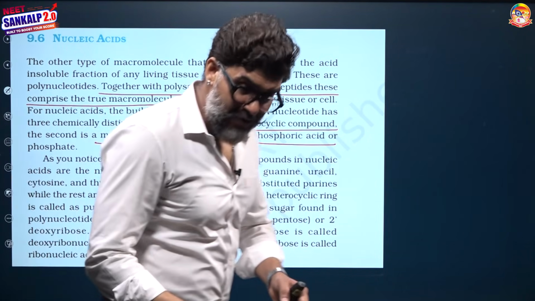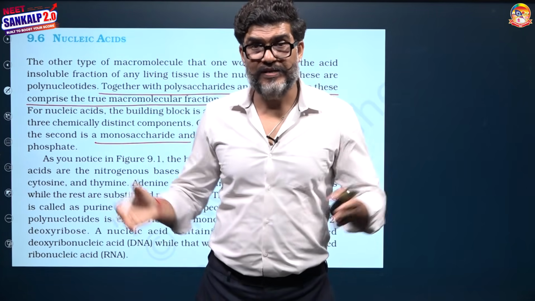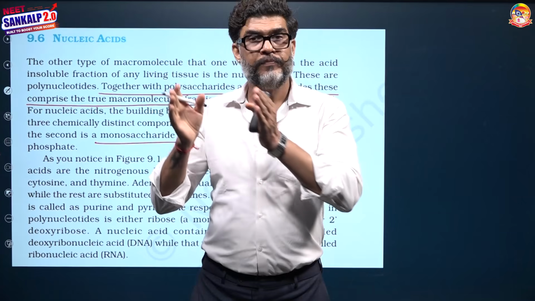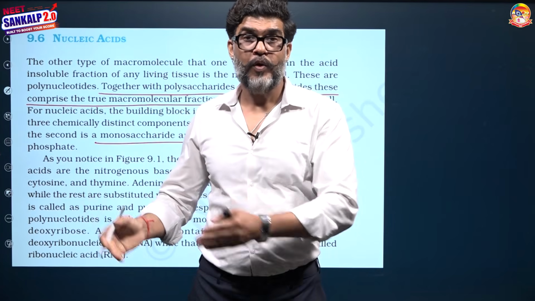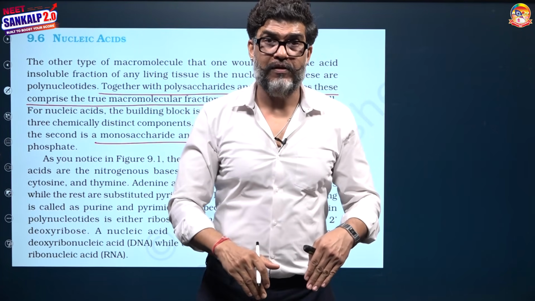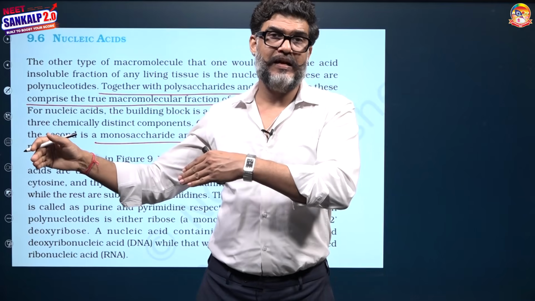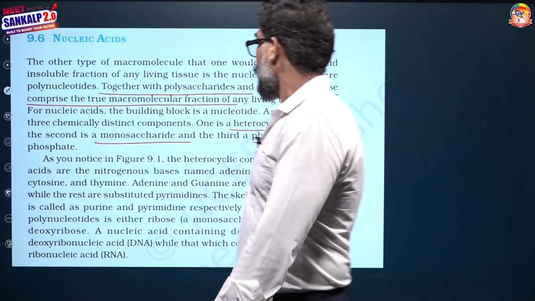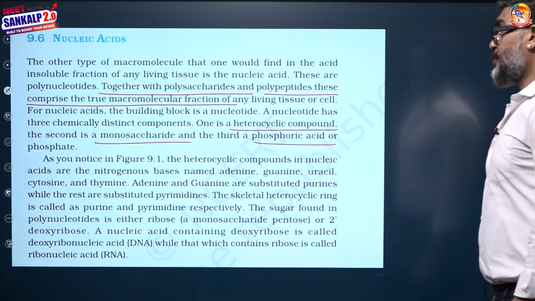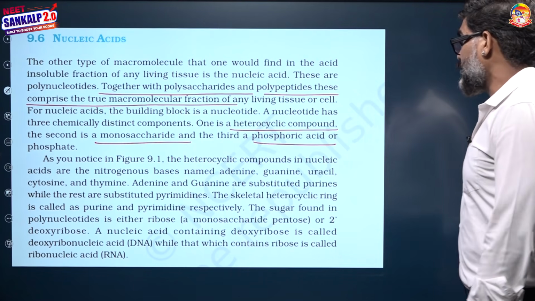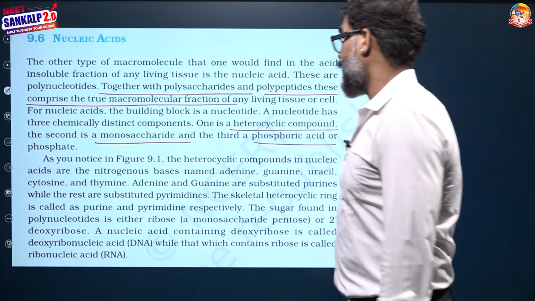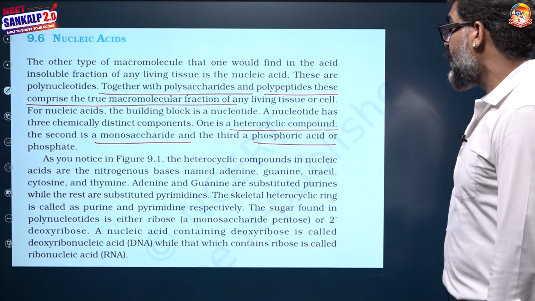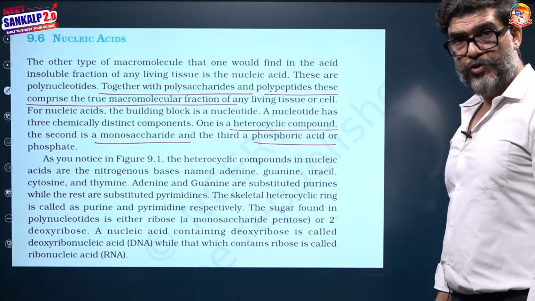When sugar and nitrogen base fuse together by glycosidic bond, a nucleoside forms. Over the nucleoside sugar, if phosphoric acid attaches at the fifth carbon, a nucleotide forms. You notice in figure 9.1, the heterocyclic compounds in the nucleic acids are the nitrogenous bases named adenine, guanine, uracil, cytosine, thymine.